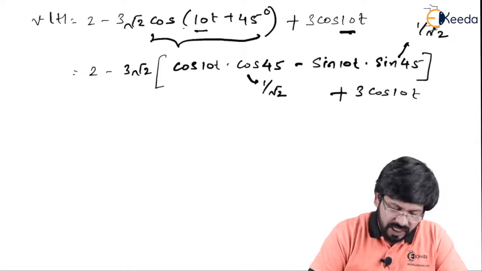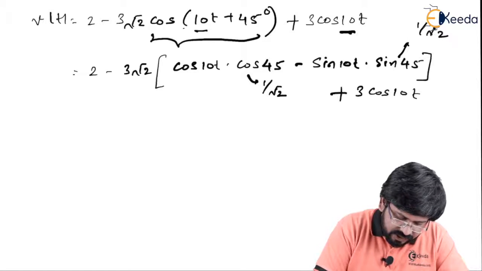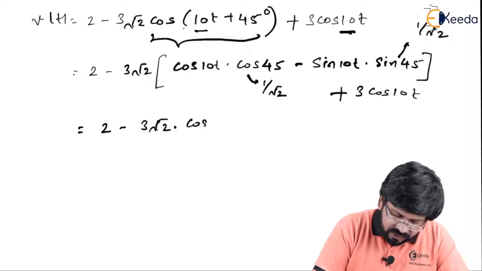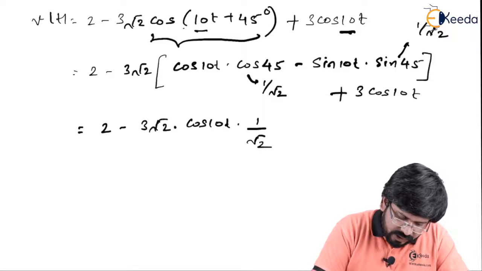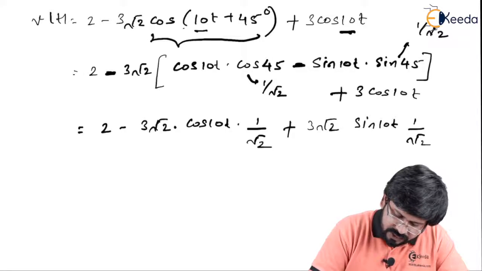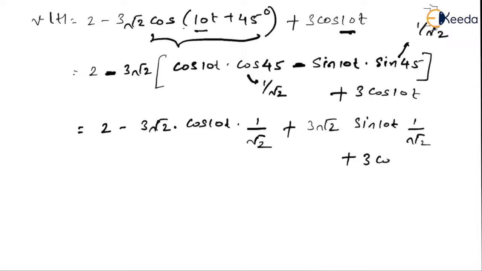So now I shall actually open the bracket. So I can write 2 minus 3 root 2 times cos of 10t dot 1 by root 2. Negative and this negative will become positive, and now it becomes 3 root 2 sine of 10t, and sine of 45 is 1 by root 2, plus 3 cos of 10t.